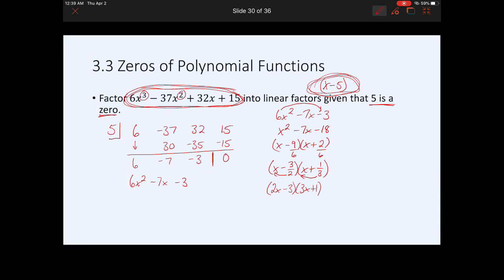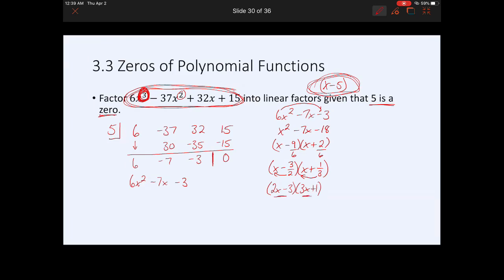And then those denominators get moved up. Again, that's why we call it bottoms up. We move the denominators from the bottom of the fraction up in front of the variable. And so our final factorization of the trinomial is 2x minus 3 times 3x plus 1.